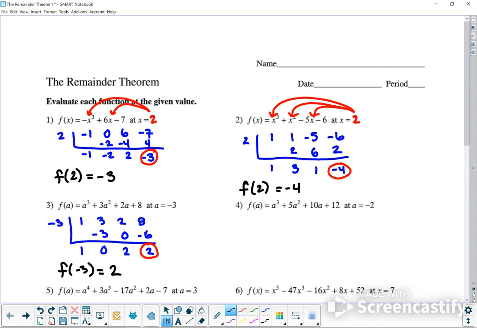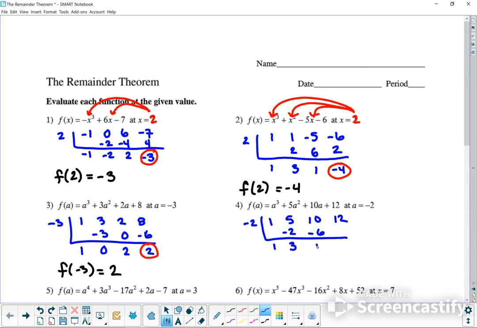Okay, this one here, let's do it again. 1, 5, 10, 12. And use negative 2. Bring the 1 down. Multiply it out. 1 and negative 2 is negative 2. Add it. 3. Multiply it. Negative 6.